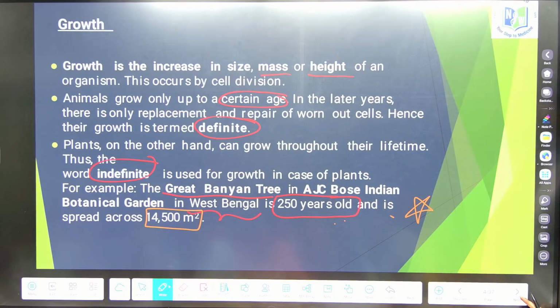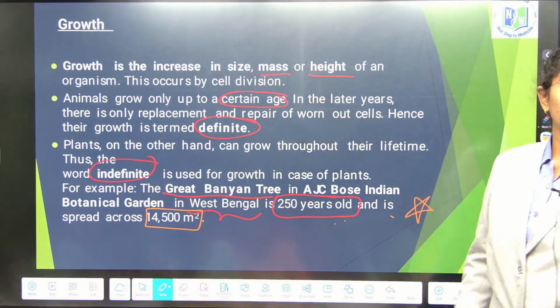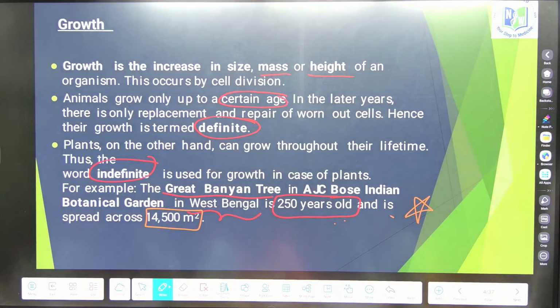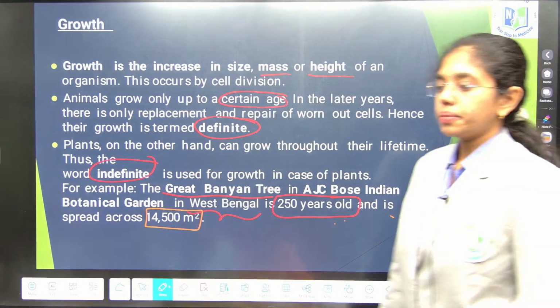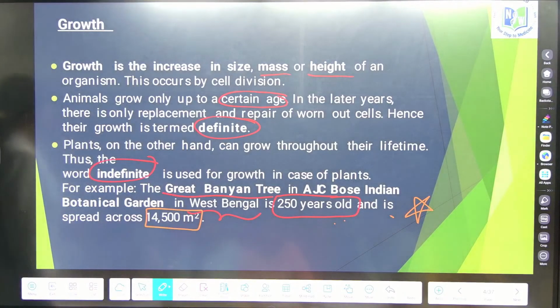Done, ma? Just take down this one statement, enough. This is already given in the chart which I have provided. Done?